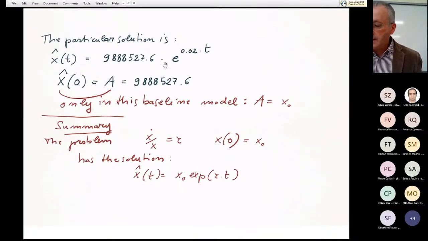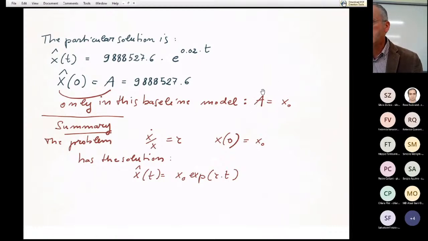But remember that in general, even if we specify the constant using an initial condition, so imposing that the initial level of our variable is this one, okay? The meaning of A, the constant, will not be in general equal to the initial level of the variable. This happens only in this baseline model. So only in this baseline model, the model of constant growth, the initial level of the variable is exactly equal to the value of the arbitrary constant, okay? Only in this model. In more sophisticated models, it will be related to the value of the arbitrary constant, of course, but will not be the same thing.